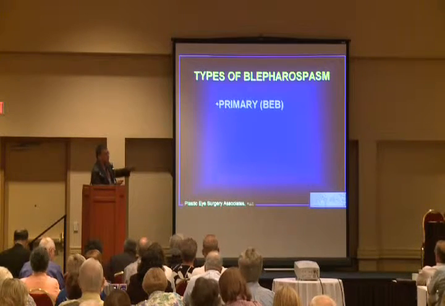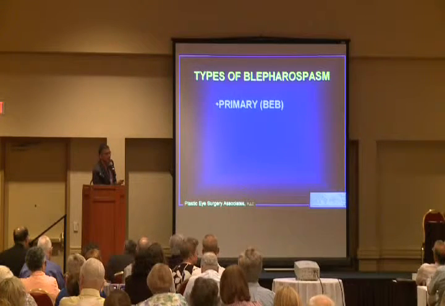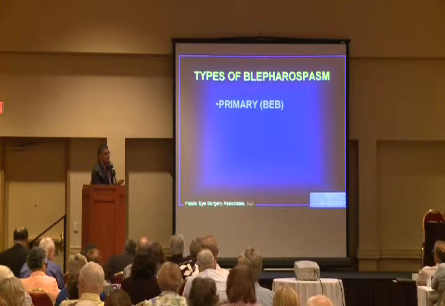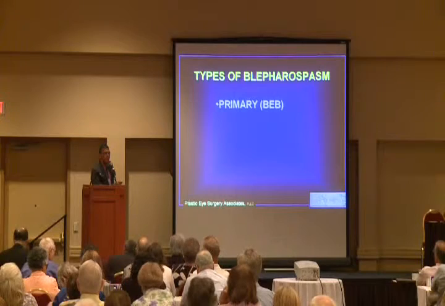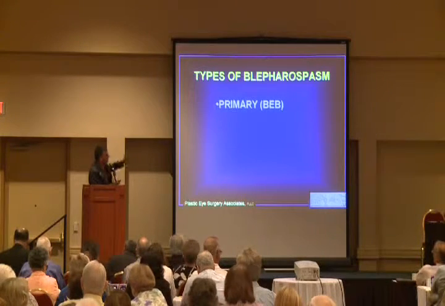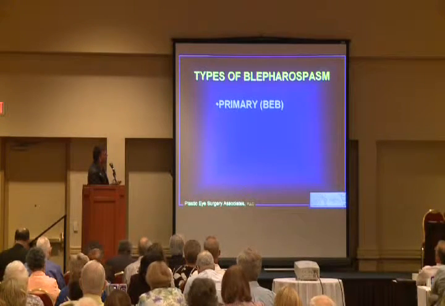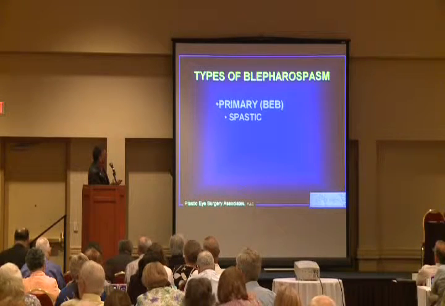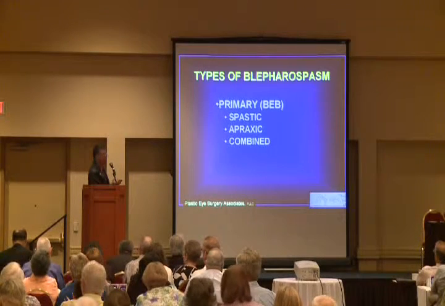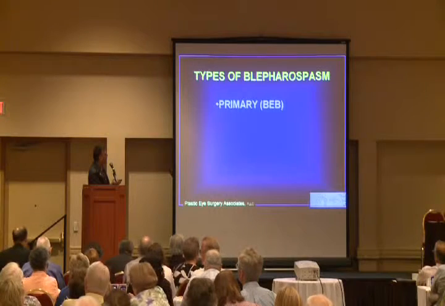So types of blepharospasm. I'm going to run over a bunch of things that we've talked on before. Again, I'm trying to simplify, and sometimes hearing it a little bit different way will make things a little bit clearer. So there's primary benign essential blepharospasm. And there are several kinds, the spastic, the apraxic, and combined that was talked about before.